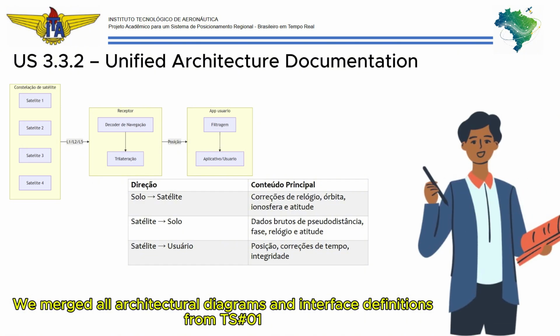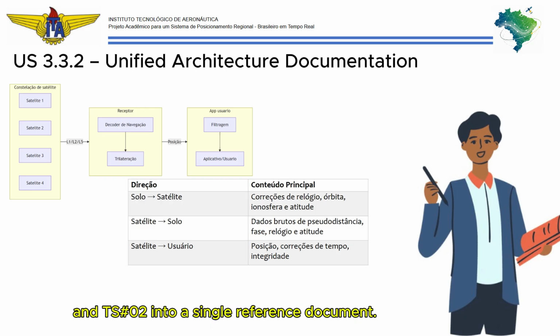In US 3.3.2, we have combined all architectural diagrams and interface definitions from the specifications of Team Scrum 1 and Team Scrum 2 into a single reference document.